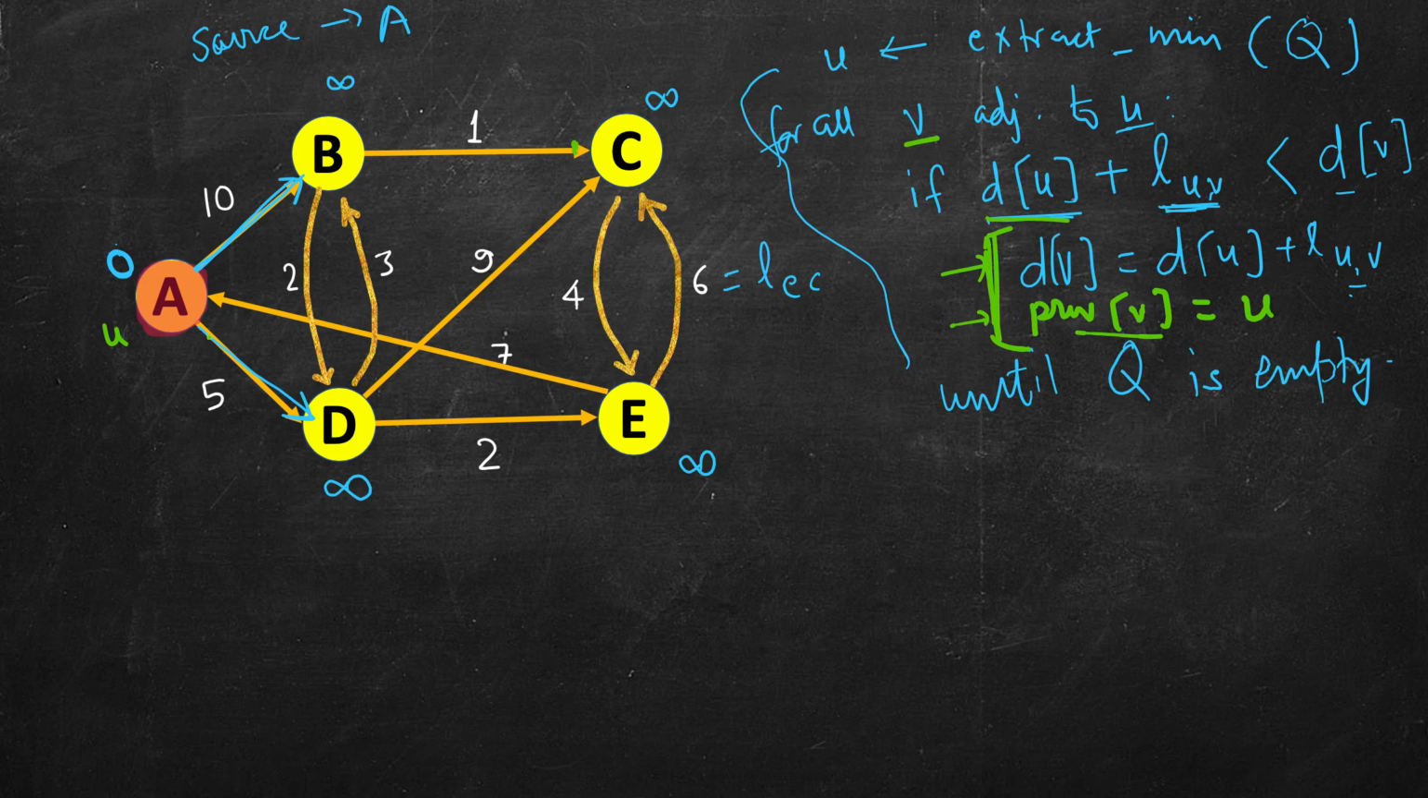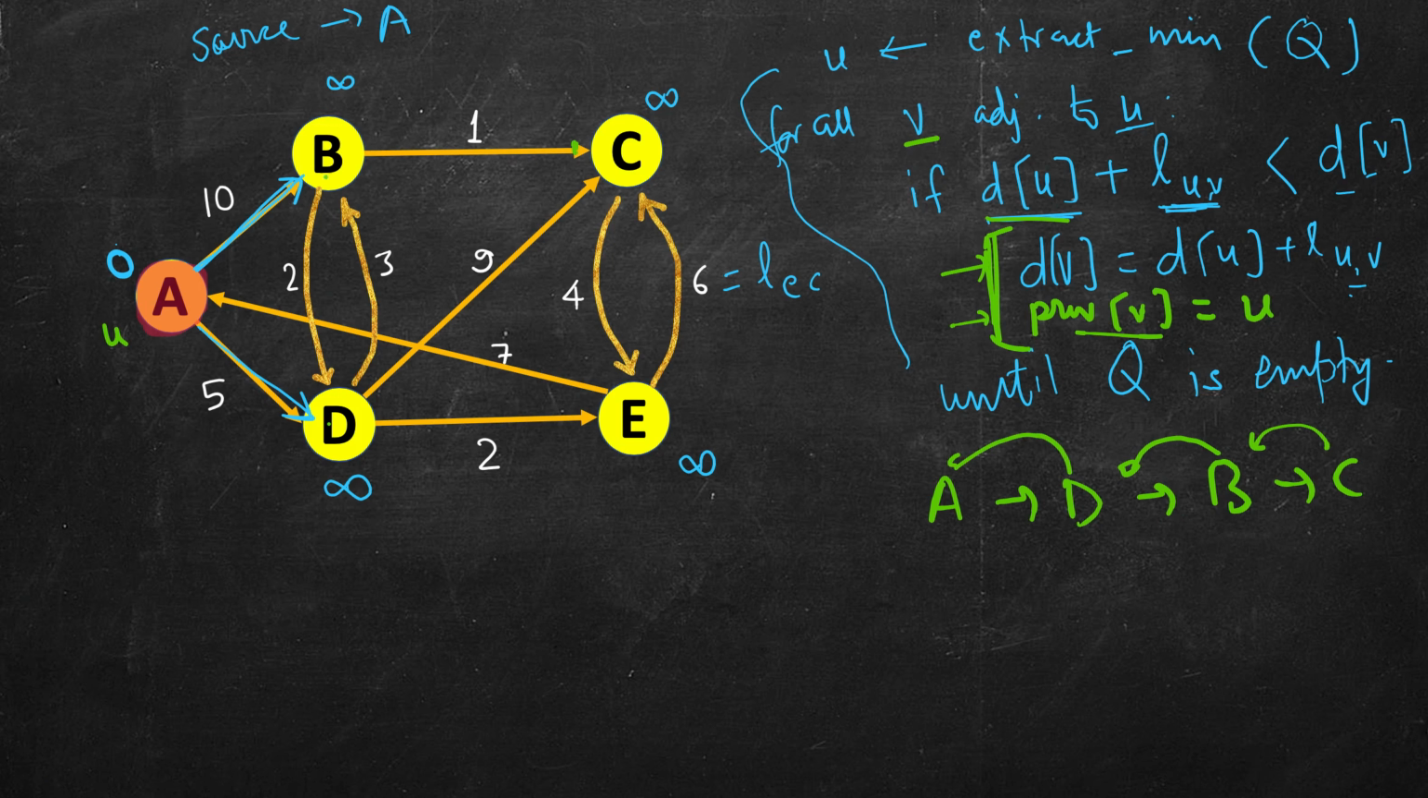But here it looks like it will be 5 plus 3, 8. So previous of B will be D, and previous of D will be A. So the path from A to C will be A, D, B, C. That's why you need to store previous, so that you can backtrack, and when you reach the source you stop. You print the path in opposite order.